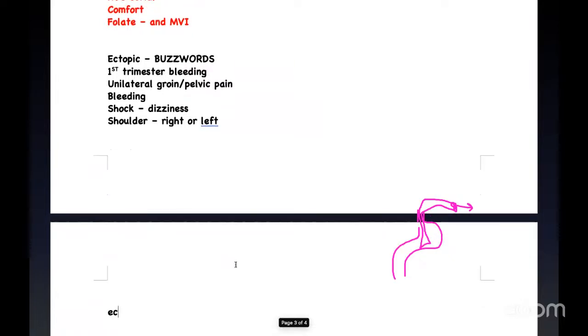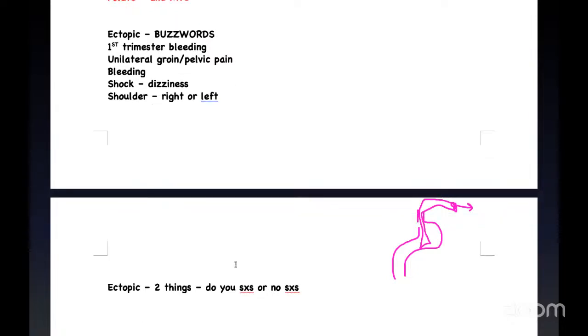Watch for it. With ectopic pregnancy, there are two things you should know: do you have symptoms or no symptoms? And that is the confusion. If you don't have symptoms, most of the time you go to the hospital, they do an ultrasound and they find, oh, you have an ectopic pregnancy. The baby is in the fallopian tube, but you have no symptoms. You are not aware of it. You start having symptoms when it's about to rupture or you bleed.